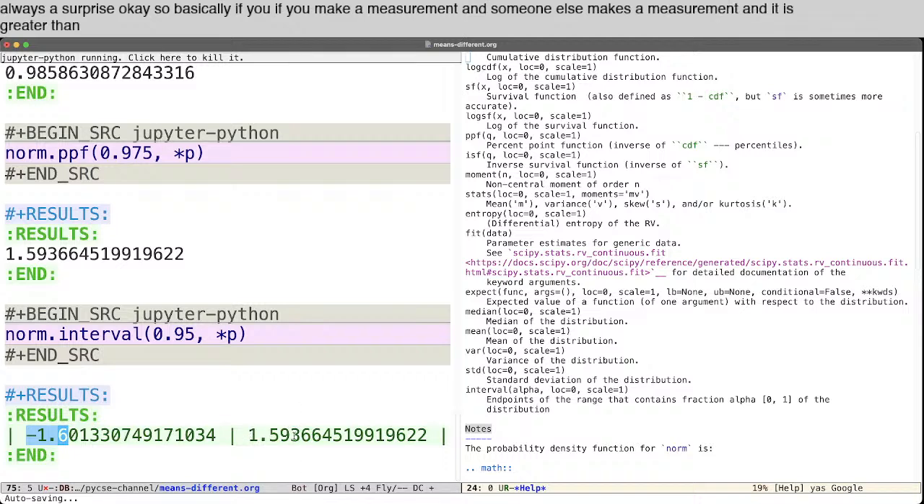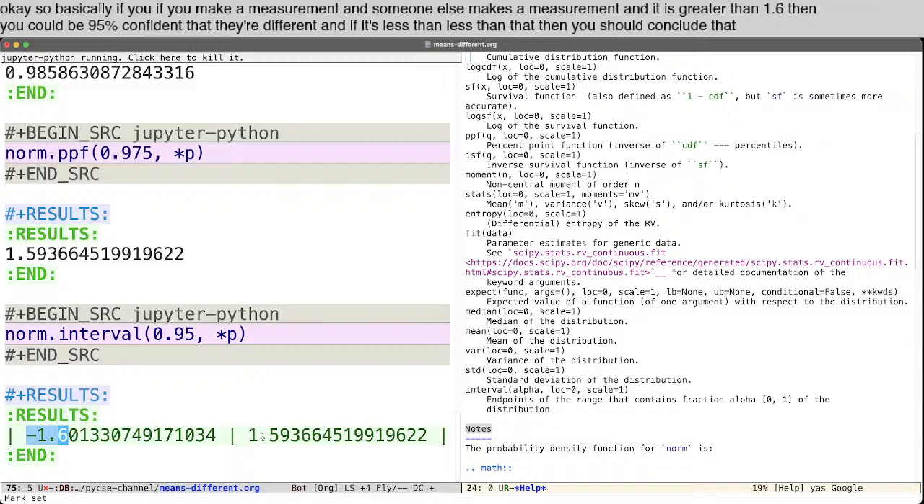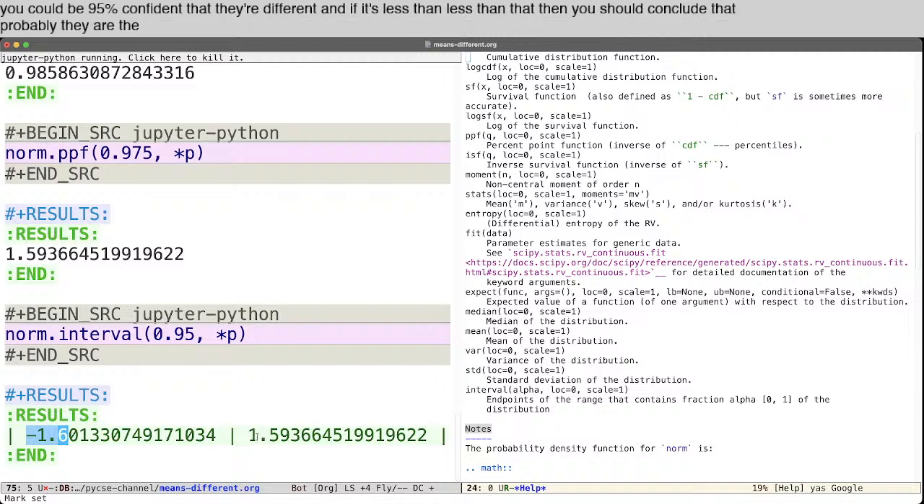Okay, so basically if you make a measurement and someone else makes a measurement and the difference is greater than 1.6, then you could be 95% confident that they're different. And if it's less than that, then you should conclude that probably they are the same. All right, that is the kind of fast, quick, and dirty way of looking at this.